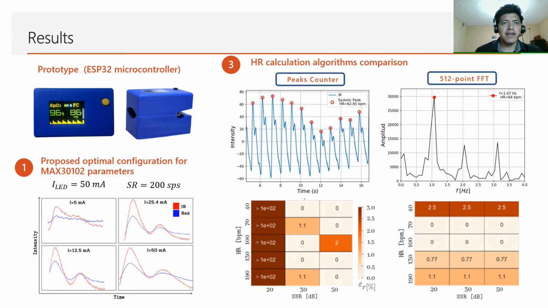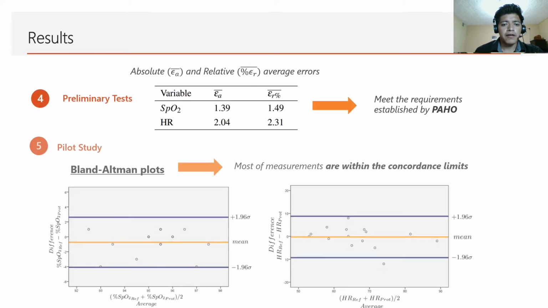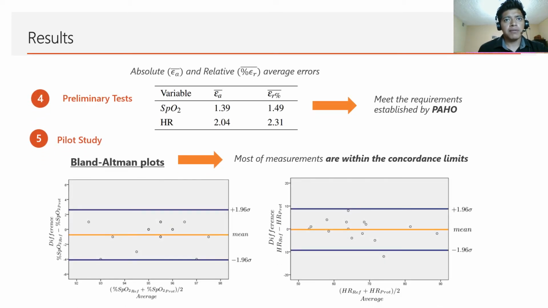The preliminary tests pointed out an accuracy of 1.39% for oxygen saturation and 2.04 beats per minute for heart rate. Finally, by means of a Bland-Altman analysis of the pilot test results, we found that the measurements of the prototype are within the concordance limits.